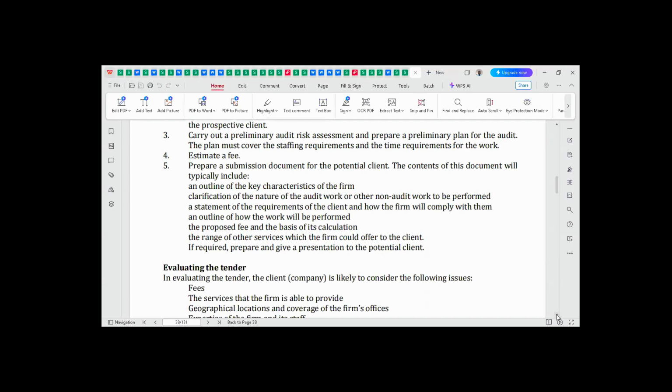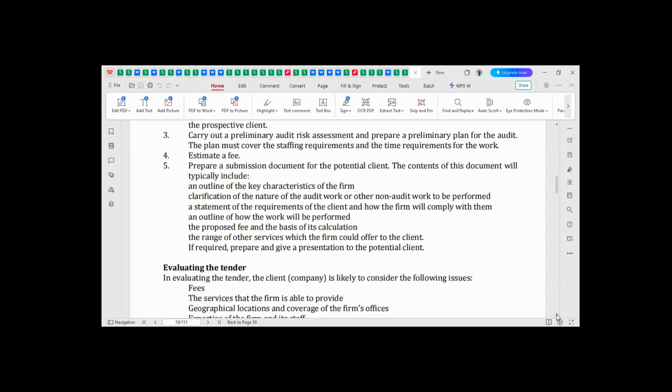Now, when that has been done, after the presentation, the potential client will go back and do what? Evaluate all the tenders that they have received from prospective clients. Now, when they are evaluating those tenders, these are the criteria that they put forward. In doing the evaluation, the first thing they are going to consider is the fee. How much are they charging for the service that they want to render? That will be top priority for the prospective client.